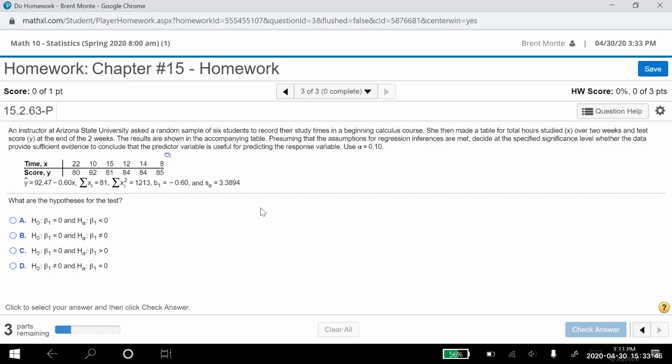But I will tell you, here's one thing that I'm going to look at. Let's read the problem and then I'll talk about it. It says an instructor at Arizona State University asked a random sample of 6 students to record their study times in a beginning calculus course. She then made a table for total hours studied X over 2 weeks and the test score Y at the end of the 2 weeks. The results are shown in the accompanying table. Presuming that the assumptions for regression inferences are met, decide at the specified significance level whether the data provides sufficient evidence to conclude that the predictor variable is useful in predicting the response variable.